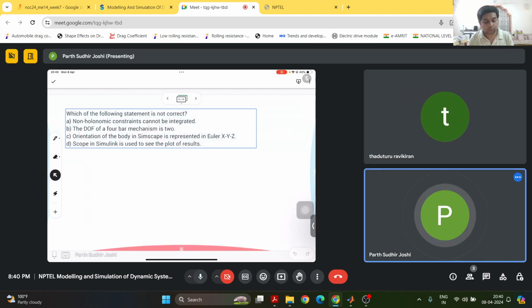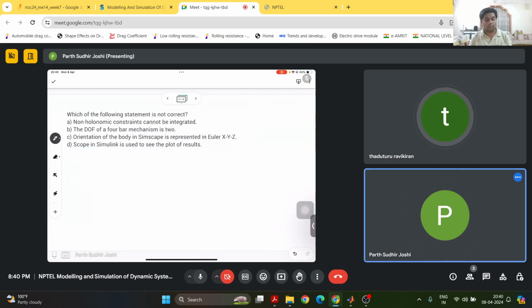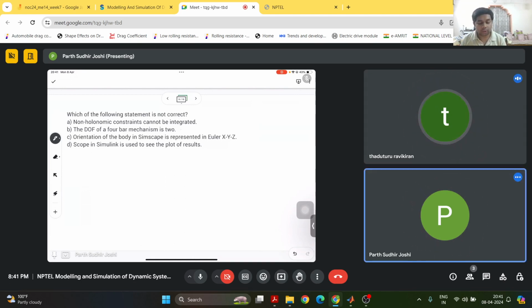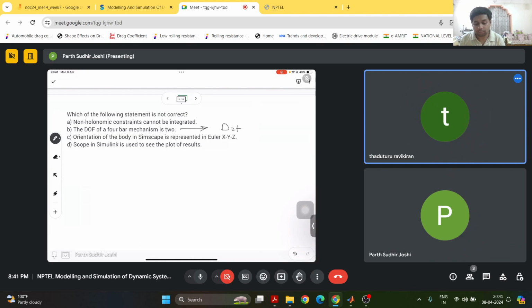Which of the following statements is not correct? I think it is the second, B. Yes, it is correct. So the actual degree of freedom is just one.